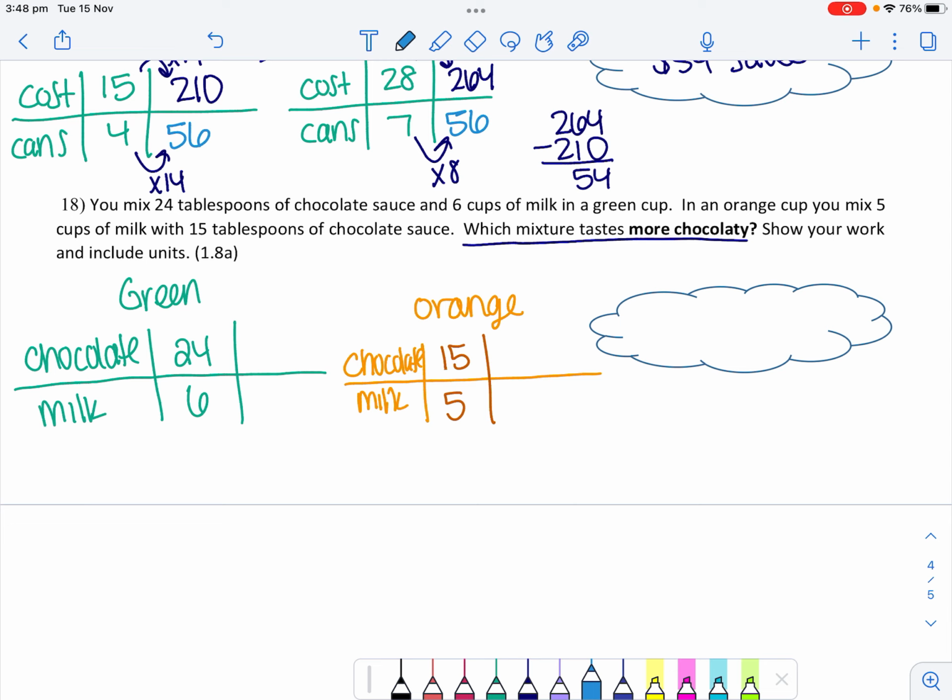I'm going to choose to make the milk the same. So I'm going to divide by 6 in the first table, and I'm going to divide by 5 in the second table. The reason I chose to do that is because then I can get a 1 on the bottom. So I'm going to do 1 here, and this is 4. I have 1 here, and this is 3. So I've got the same amount of milk in each glass now. And then I want to know which one tastes more chocolatey. So I want to know which one has more chocolate sauce in it. So this one over here has more chocolate sauce in the same amount of milk. So I'm going to say the green cup.